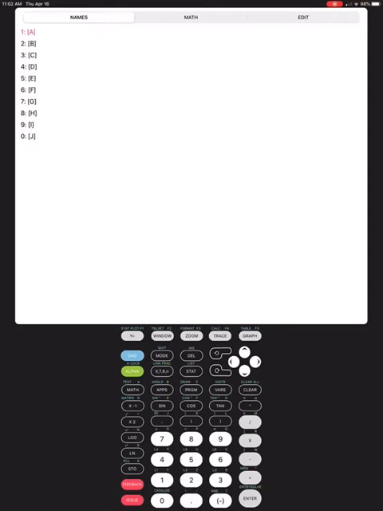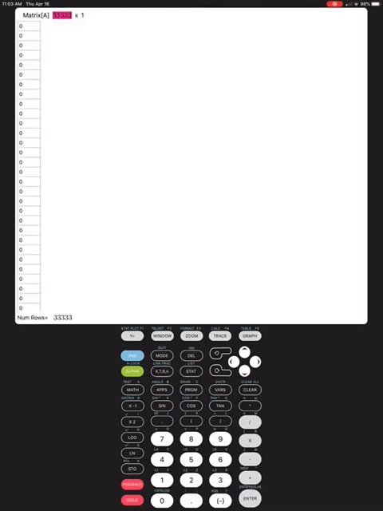Now, the first thing you want to do is edit your matrix. So at the top, you got names, math, and edit. So if you go over to edit, you can type in the matrix. So if we hit, for example, matrix A, now, in our example, matrix A was a 3 rows, so you'll have to specify the number of rows, right, in each matrix. So go ahead and do that. All right, so let's go back in here.